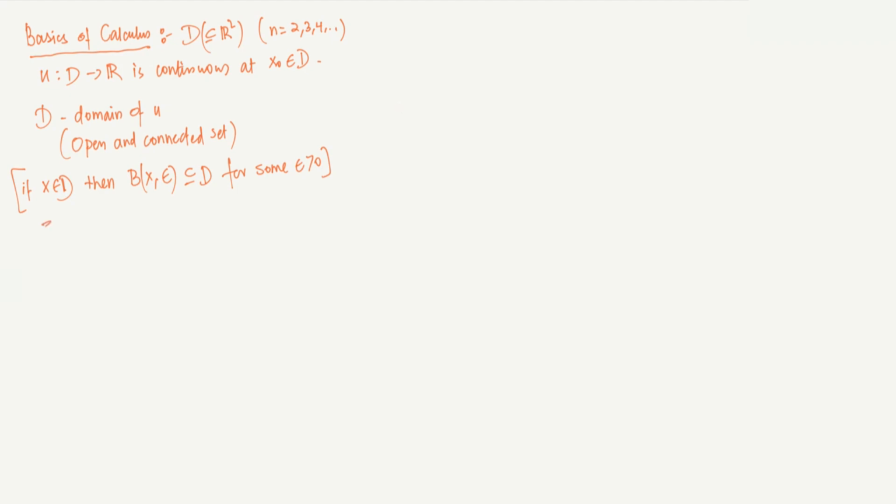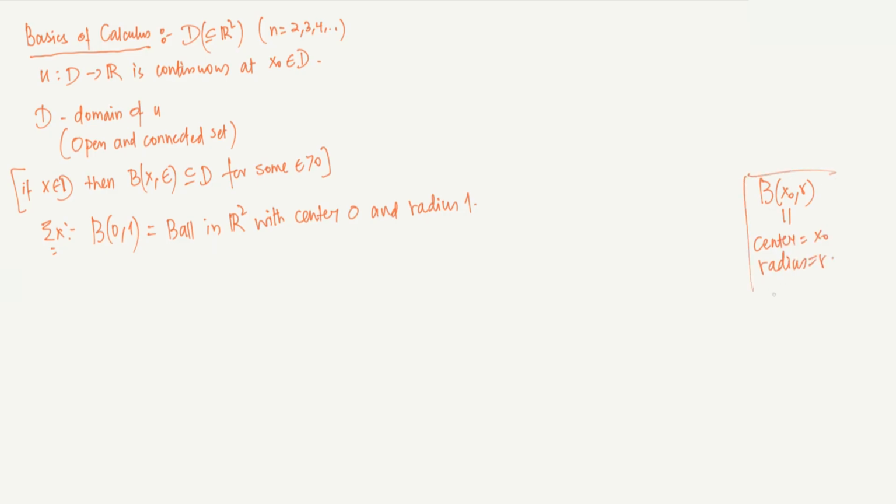As an example, think of B(0,1). B(0,1) is a ball in, let's say, R2, because we are doing it in R2. So it's a ball in R2 with center 0 and radius 1. I can also write it like B(x naught, R), and that will mean that the center of this ball is x naught and the radius is R. I hope this is clear. So that's what our notation is.